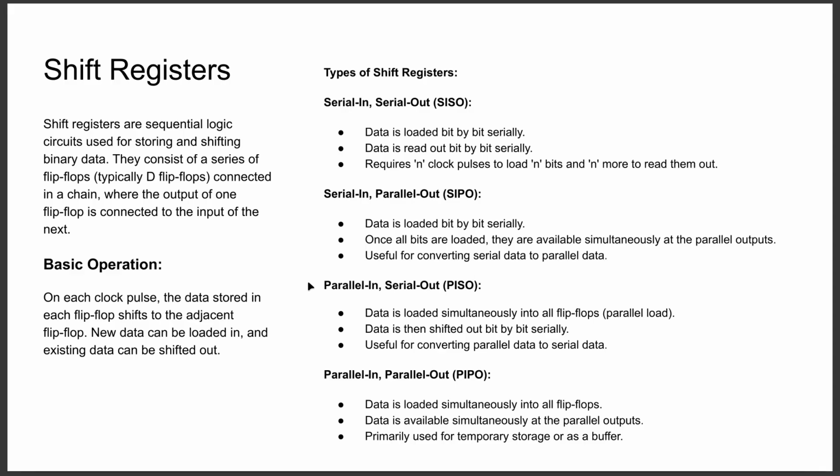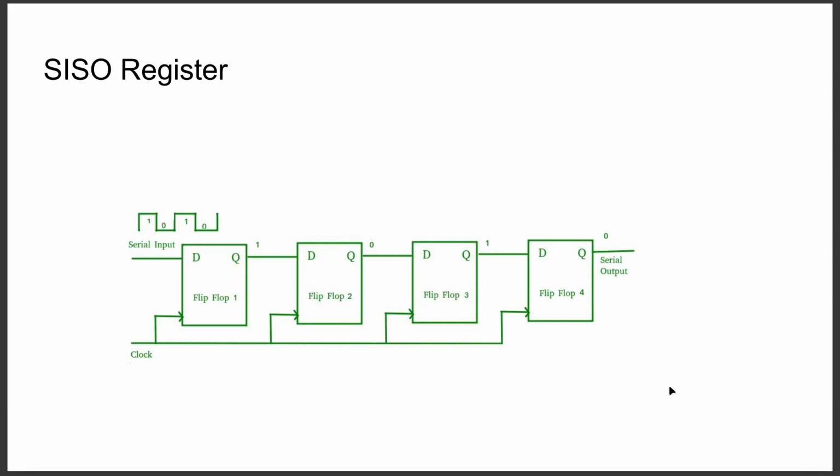Parallel in, serial out. Data is loaded simultaneously into all flip-flops. Data is then shifted out bit by bit serially, useful for converting parallel data to serial data. And finally, a parallel in, parallel out. Data is loaded simultaneously into flip-flops, and data is available simultaneously at the parallel outputs, primarily used for temporary storage or as a buffer.